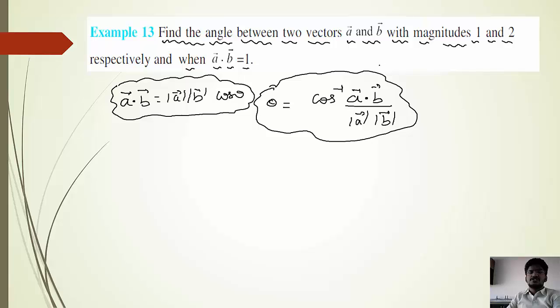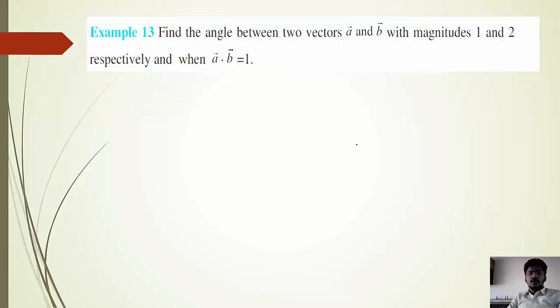So before solving this problem, you must know A dot B equal to magnitude of A, magnitude of B cos theta, and theta is equal to cos inverse of A dot B divided by magnitude of A into magnitude of B. Clear? Okay.